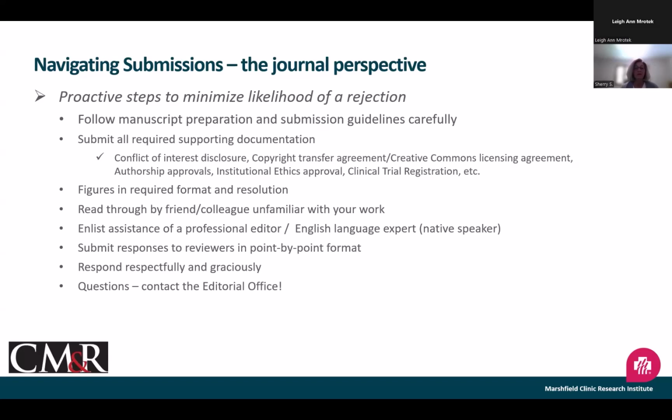So I don't know if the other panelists have other things they would like to add about different things authors could do to reduce their chances of having their manuscript rejected. Feel free to.